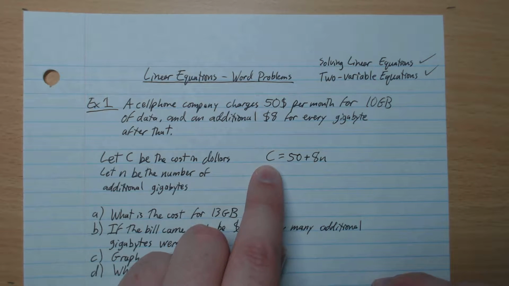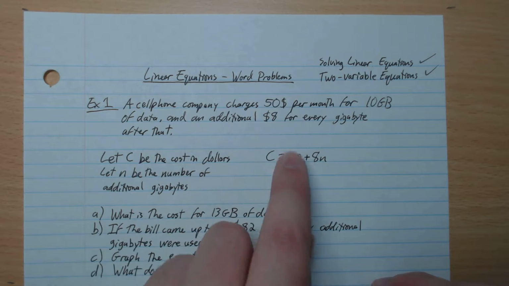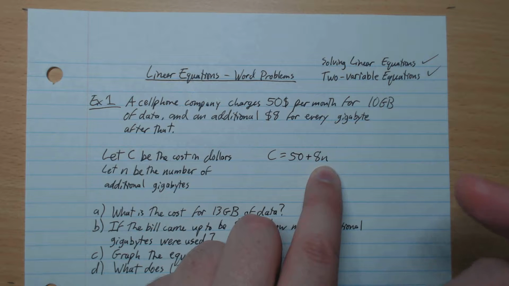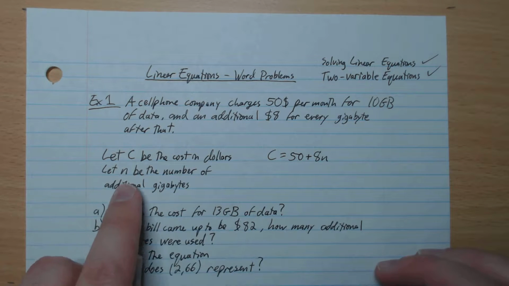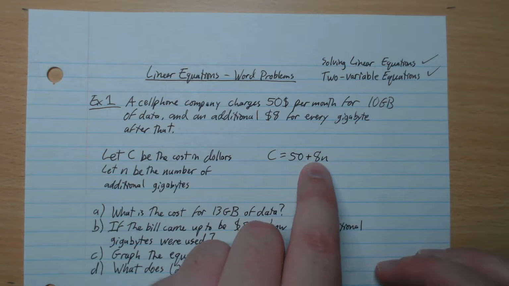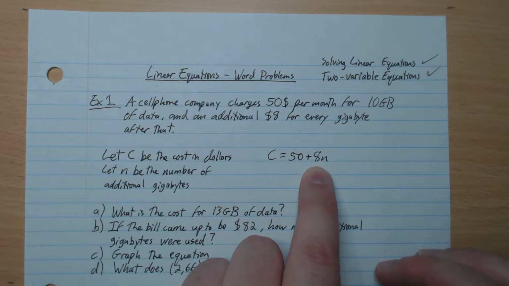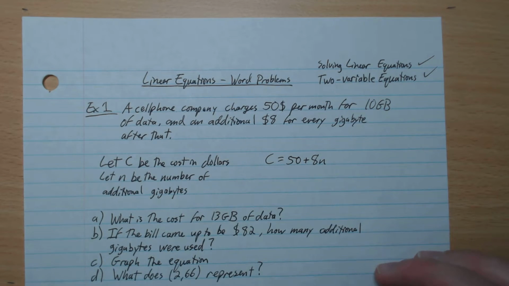So here's our equation. Our cost is $50 right off the bat, plus any multiple of 8 after that. So if there are any additional gigabytes used, you get $8 that are added. So if n is 1, you get 8. If n is 2, you get 16 additional dollars to pay.